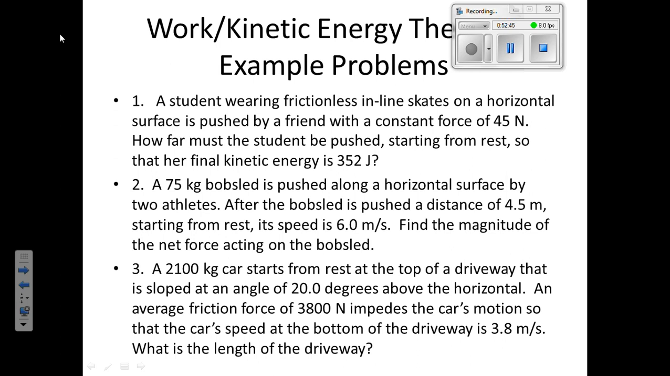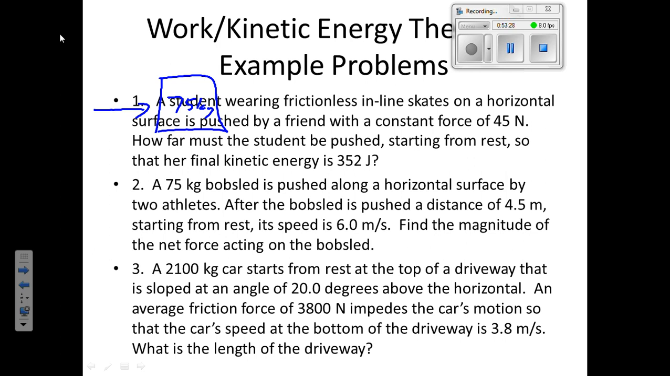A 75 kilogram bobsled is pushed along a horizontal surface by 2 athletes. After the bobsled is pushed a distance of 4.5 meters starting from rest, its speed is 6 meters per second. Find the magnitude of the net force acting on the bobsled. All right, let's think about this for a second. Let's think of our bobsled as a box, just to make it easy on my artistic abilities. We are pushing on this box. We don't know how hard we're pushing, and that's what we're looking for.